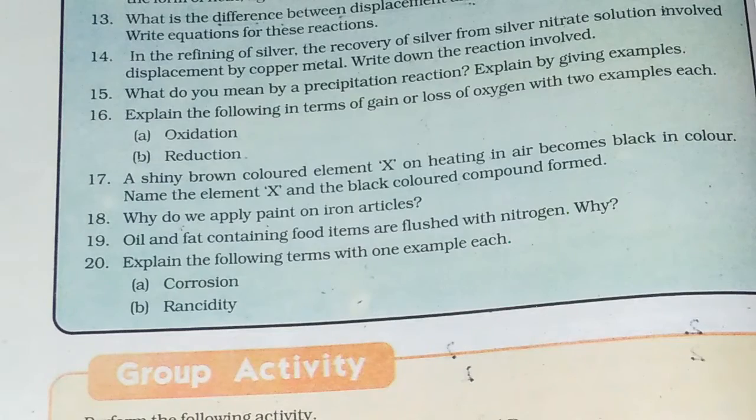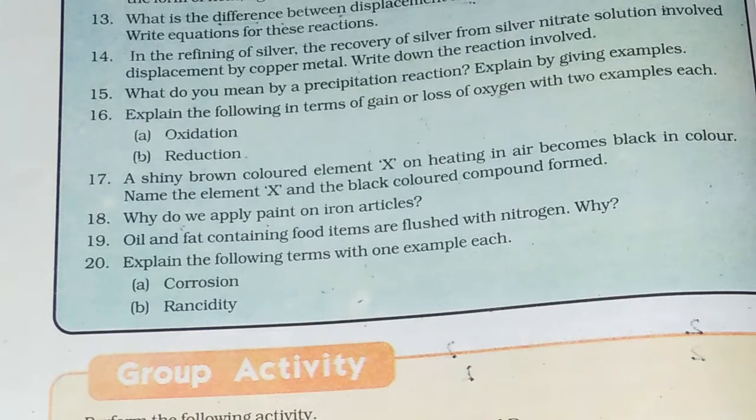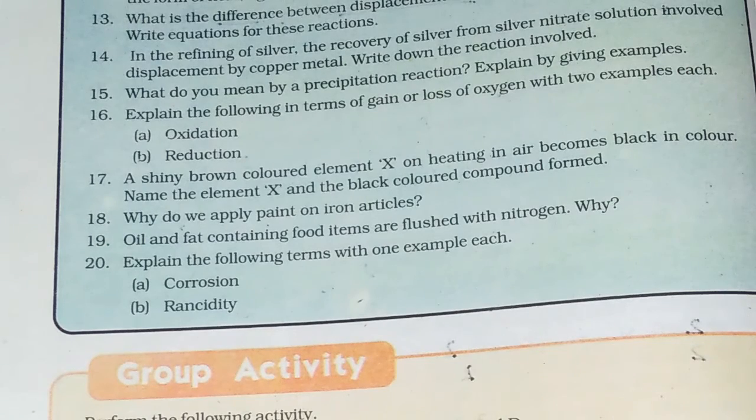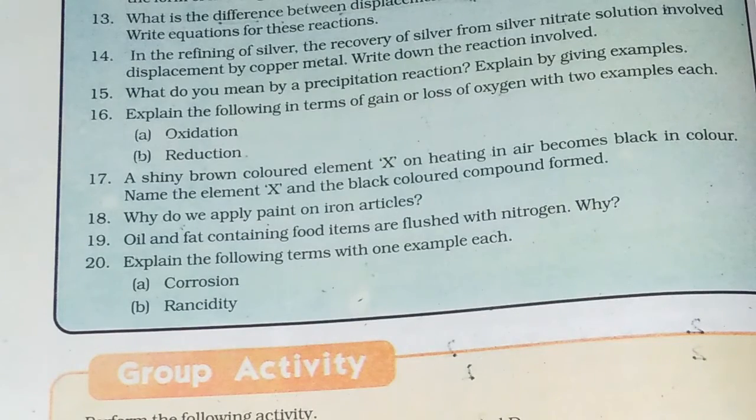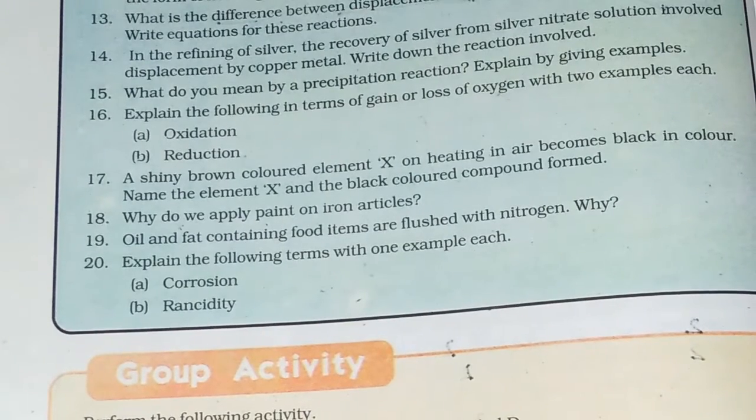So here we have the 14th question. In the refining of silver, the recovery of silver from silver nitrate solution involved displacement by copper metal. Write down the reaction involved. We are refining silver, meaning we are purifying the silver metal. This is the third step involved in our metallurgy process. There we are purifying the metal.